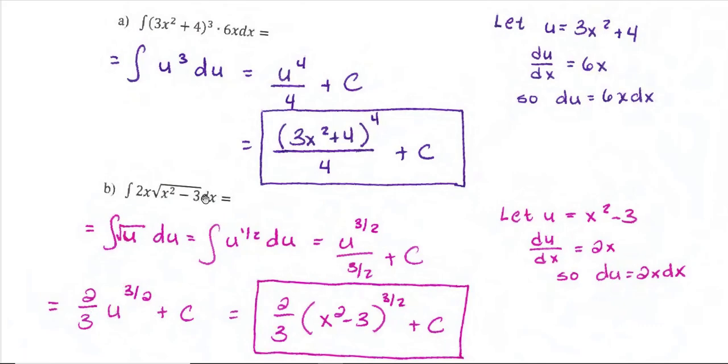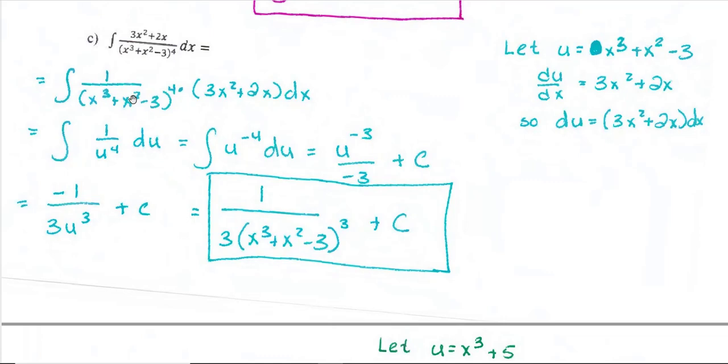But again, we were trying to integrate with respect to x, so our answer should be in terms of x, not u. But u is x squared minus 3, so our final answer will be 2/3 times x squared minus 3 to the 3/2 plus c.